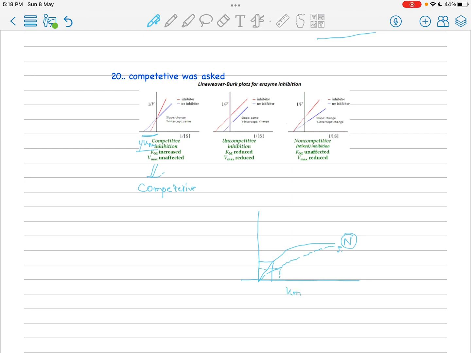In case of competitive, Km is increased. So simple, just Km is changed, Vmax is unchanged, it is same. You can see the 1 by Vmax is not changing, so it is at the single point in case of both inhibitor and non-inhibitor. And here the Km is changed, so this is the competitive inhibition.